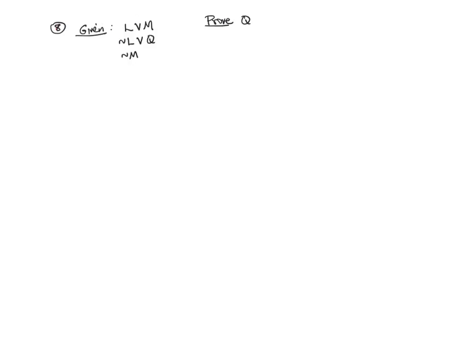Let's try another one. Okay, so here we're given L or M, and then we're given not L or Q, and we're given not M. So we have 3 givens this time, and we want to show that we can get Q. And again, we can use a truth table where we can show that this is a tautology: L or M, and not L or Q, and not M, and this is a huge antecedent, then Q would be a tautology.